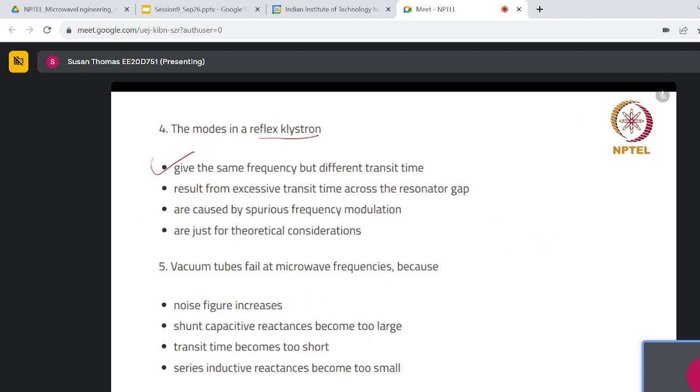In the beginning of the session today, I mentioned three reasons why. Okay, let me take your answer. Transit time. So you are saying that transit time is too short. Let me tell you, at high frequency, the time period of the wave is small, much smaller than the transit time. So basically, transit time is large compared to the time period of the signal. So this cannot be the option.